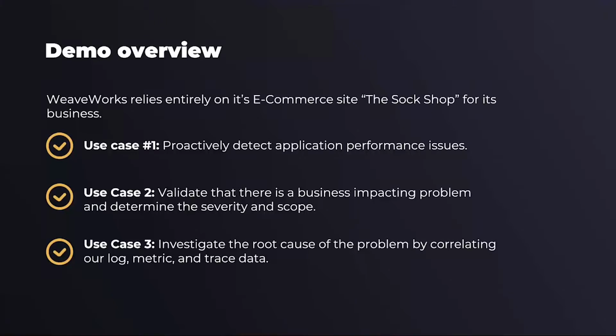Just a quick overview of the demo that I'll be showing. We're going to monitor an e-commerce application called the Sock Shop, which sells socks online. A couple of different use cases we'll look at. First is to proactively detect an application performance issue with 3 Logs.io alerts. Next, we're going to be validating that production issue is impacting the business, and we're going to determine the severity and the scope of that impact. And the third is that we're going to investigate the root cause of the problem by correlating across our log, metric, and trace data.